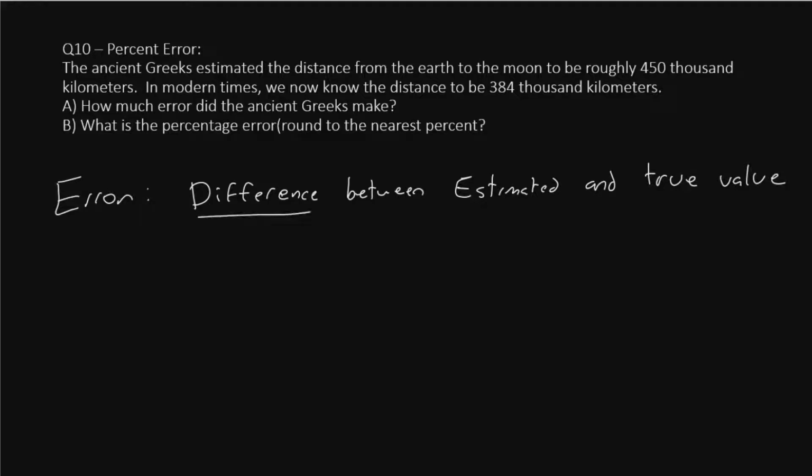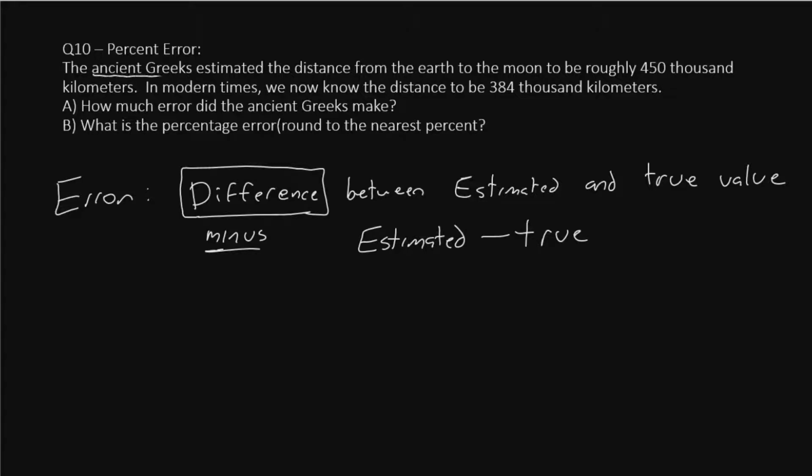Now, of course, difference is just another way of saying minus. If you ever see the word difference in a word problem, that's what they're asking you to do. So what we do is we take the estimated and subtract the true value. Now, the estimated value was what the ancient Greeks thought. They didn't have much in the way of good instruments to measure with, but they did the best they could with what they had to work with. They had 450,000 kilometers.